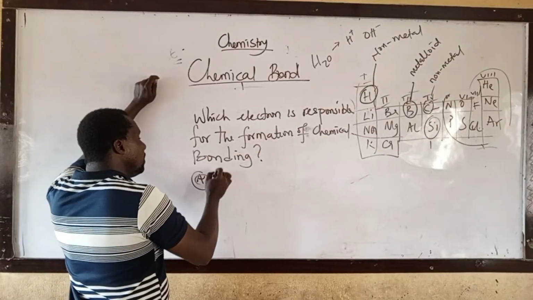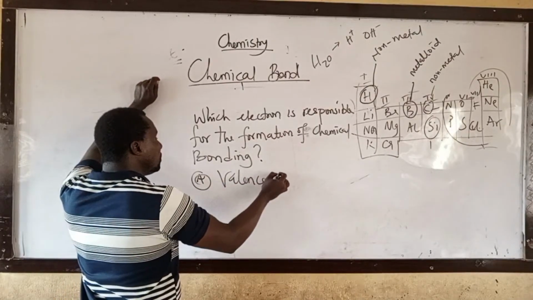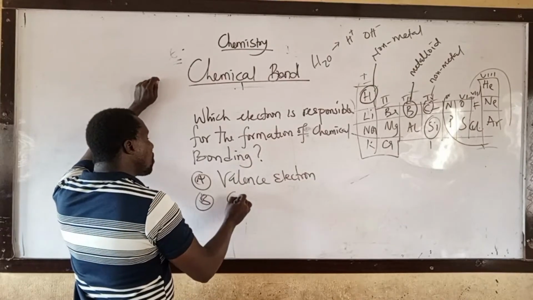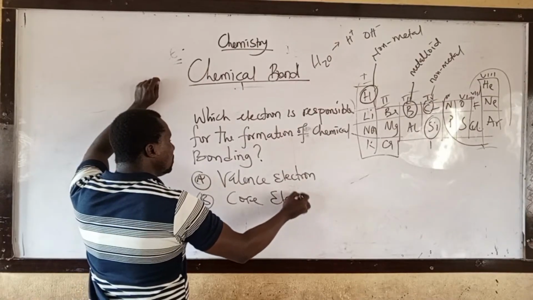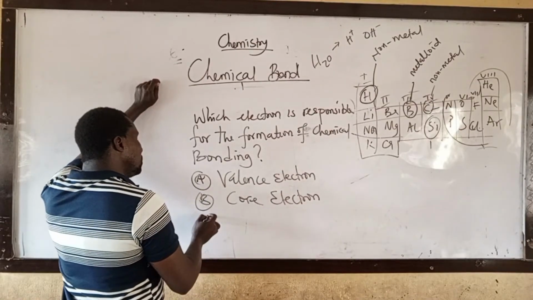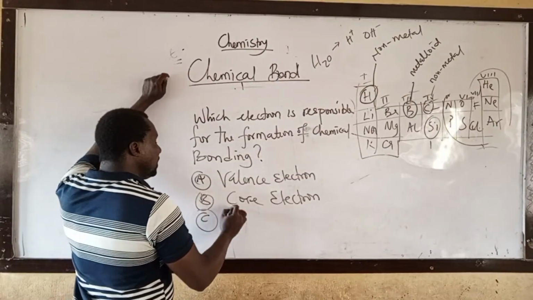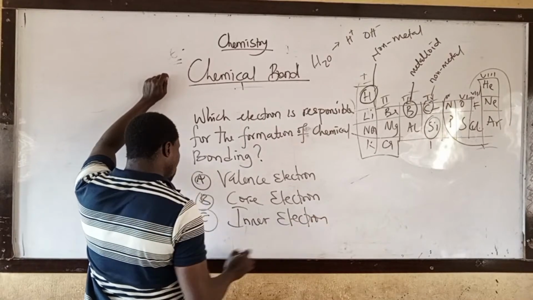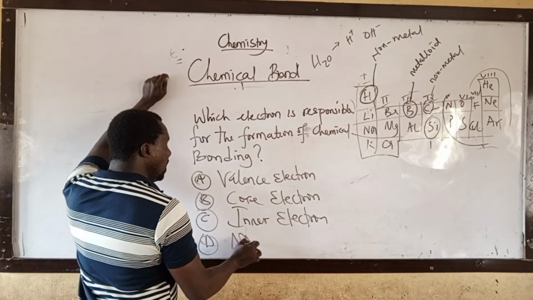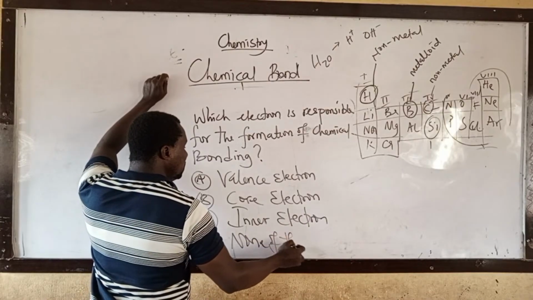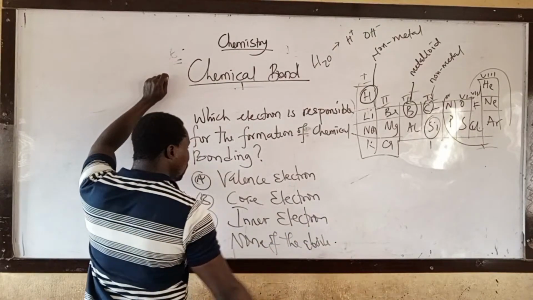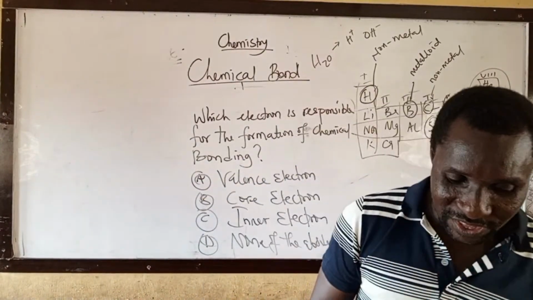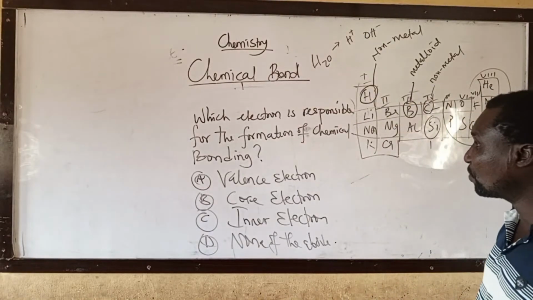A. Valence electron. B. Core electron. C. Inner electron. D. None of the above. Take this question. Very important question.